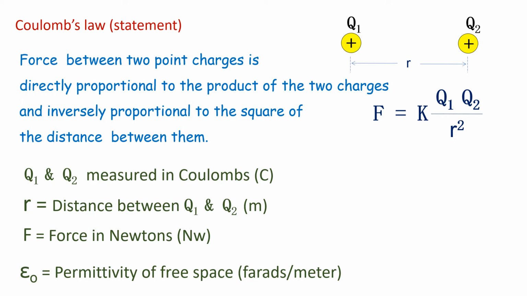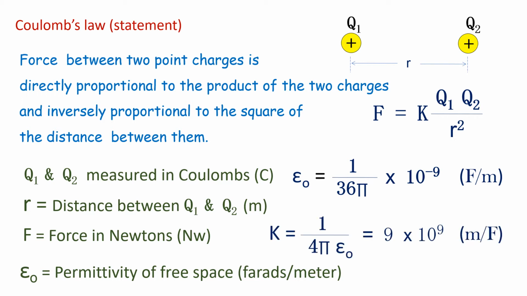Epsilon naught is the permittivity of free space in farads per meter. Epsilon naught is 1 by 36 pi into 10 to the power of minus 9 farads per meter. The value of K, which is 1 by 4 pi epsilon naught, will be equal to 9 into 10 to the power of 9 meters per farad.